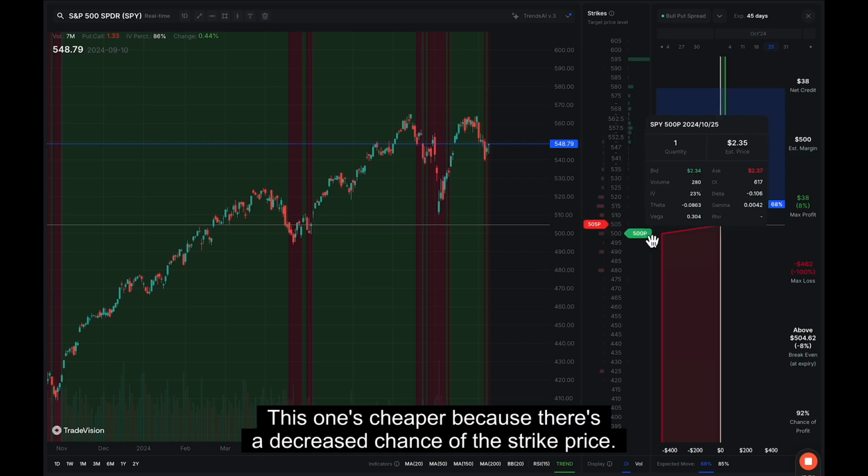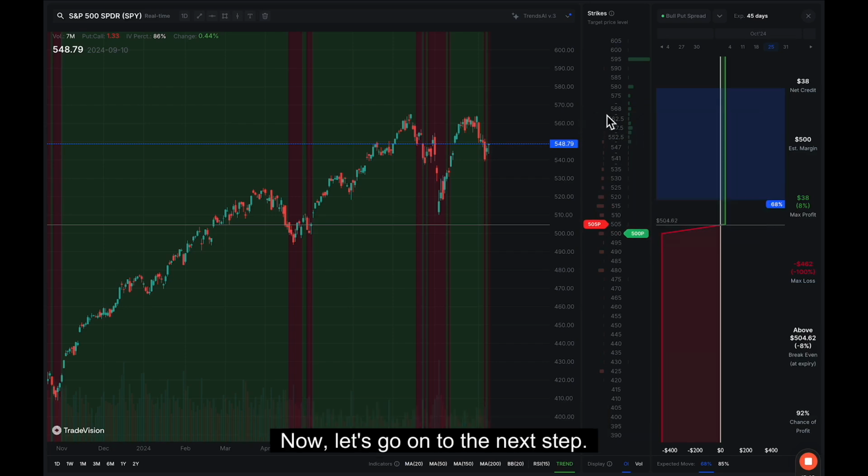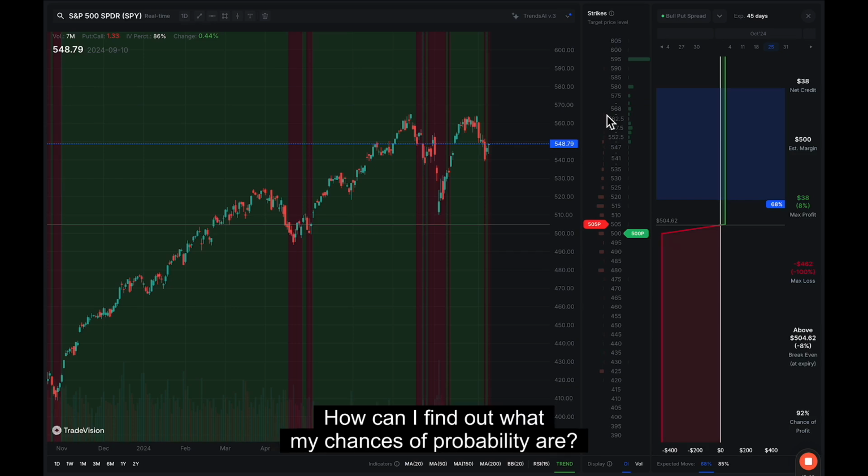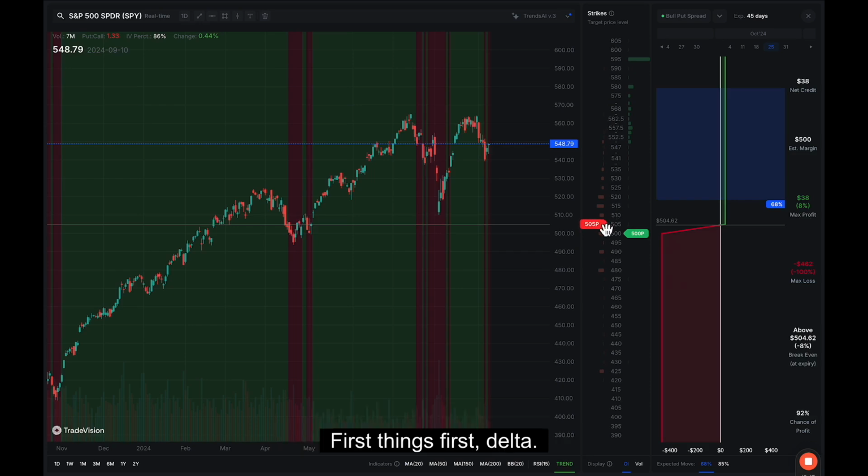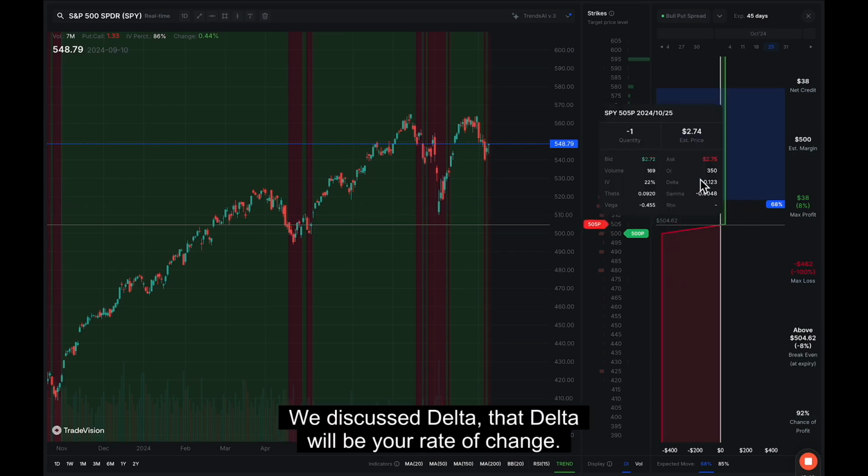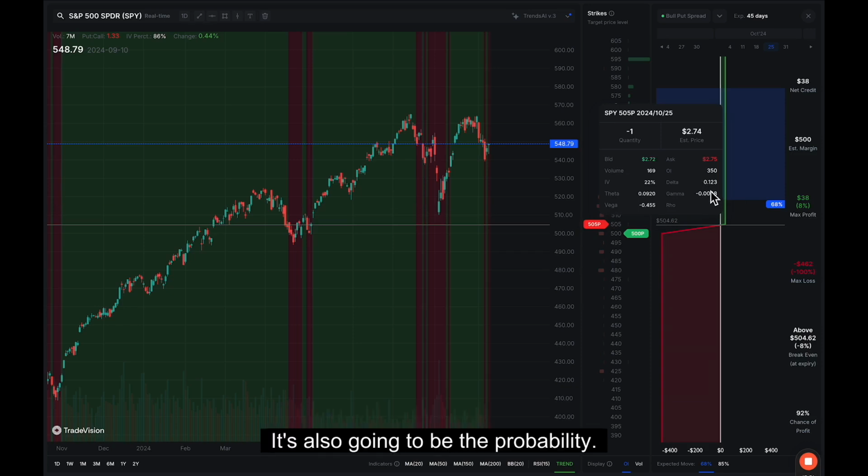This one's cheaper because there's a decreased chance of the strike price. Now, let's go on to the next step. How can I find out what my chances of probability are? First things first, delta. We discussed delta, that delta will be your rate of change. It's also going to be the probability.